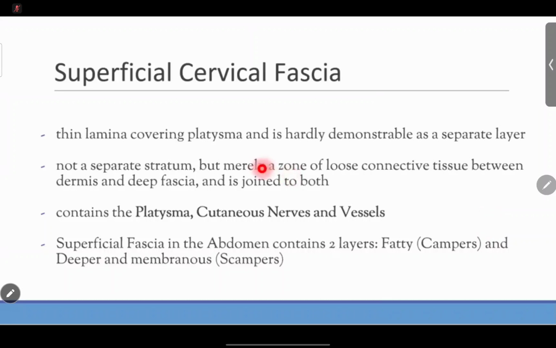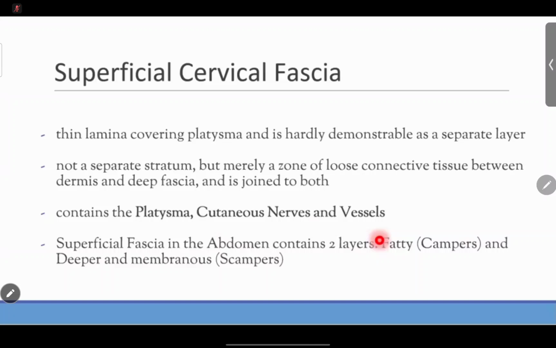This is a thin lamina covering your platysma and is hardly demonstrable as a separate layer, so it is combined with the platysma. It is not a separate stratum, but merely a zone of loose connective tissue between the dermis and the deep fascia, and is joined to both. It contains your platysma, cutaneous nerves, and vessels.